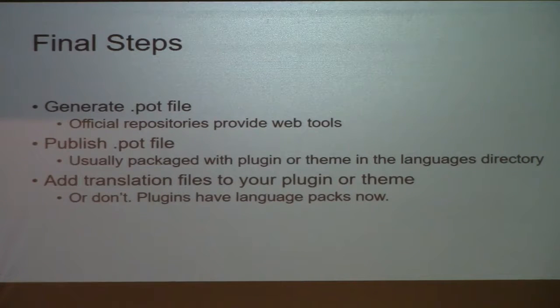Add translation files to your plugin or theme. The translators will translate all of your text and they'll give you back a file. It's .mo, which is a machine object. It's basically an optimized file with a key value of text in and text out. They'll give this to you. You can distribute it with your plugin, or you can let WordPress.org distribute it using language packs.